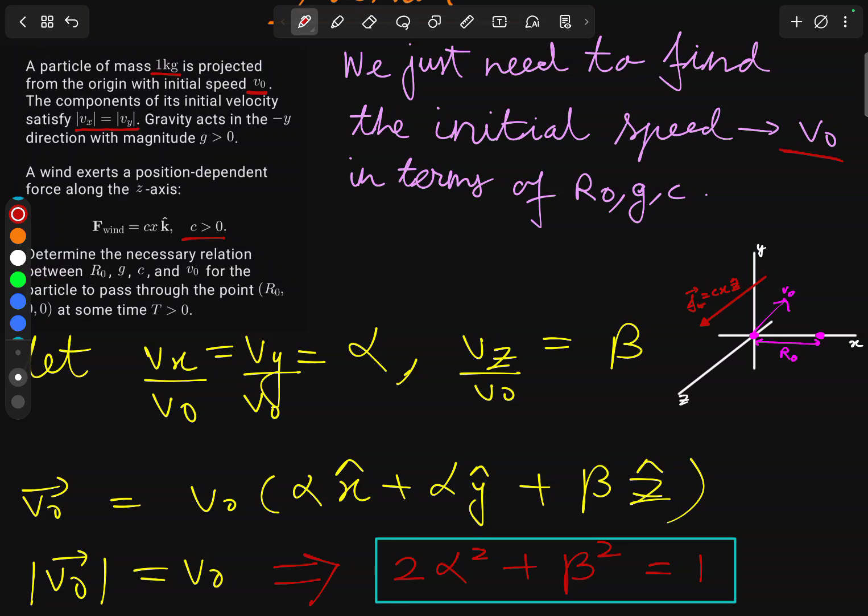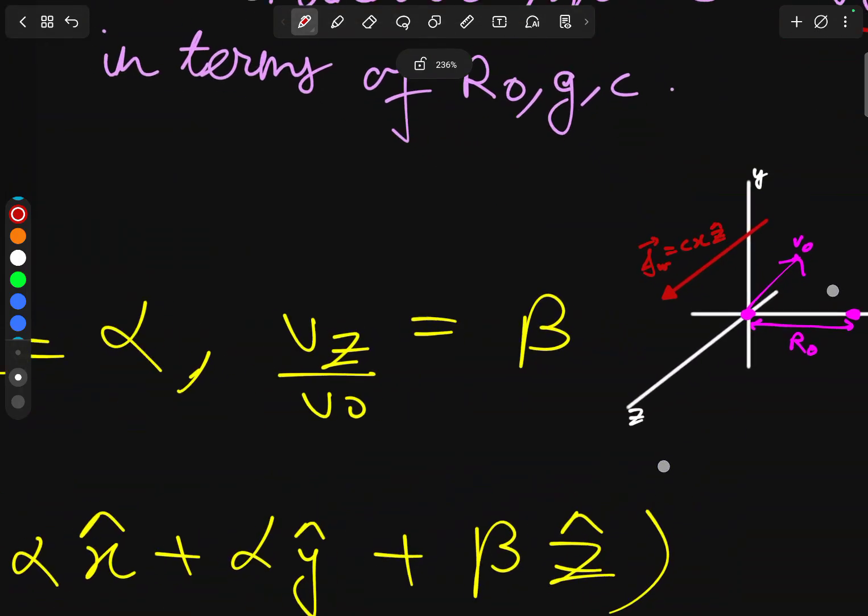Rather, now the thing here is the force is along the positive z-axis, so I'm going to have to initially throw the particle towards the negative z-axis, right? So the speed along the z-axis is going to be along the negative z-axis, so as to counteract whatever is going to be the acceleration or the work done on it along the positive z-axis, right? I think you should understand what I'm trying to say here.